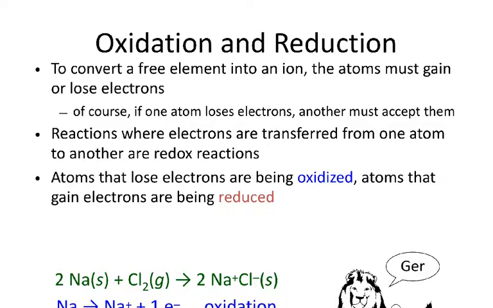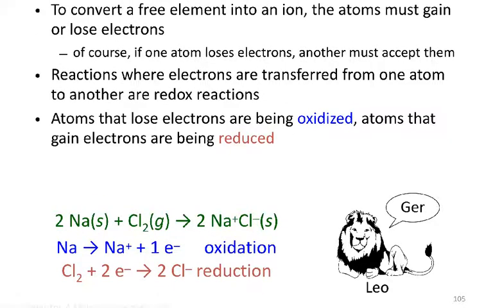Okay, oxidation and reduction. I've mentioned this all involves moving electrons around, and our electrons need to go somewhere. So if one atom loses electrons, another must accept them. These redox reactions are ones where electrons are transferred. Atoms that lose electrons are being oxidized. Atoms that gain electrons are being reduced. There are a couple ways to remember this.